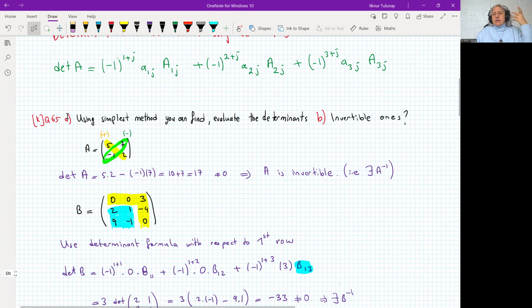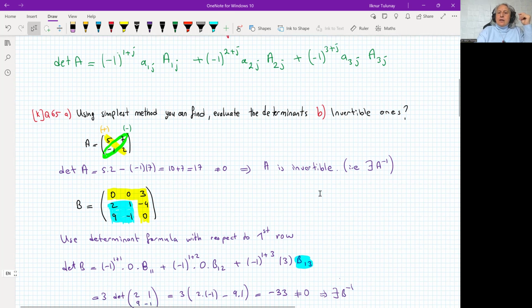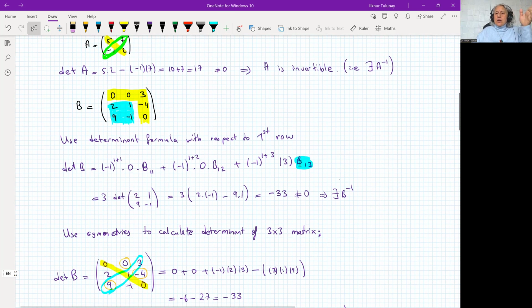This is question 65, and we are practicing this. We are not going to find the inverse of it, but the existence of it we are pointing out in this example. Okay, another example is this time we have 3 by 3 matrices.